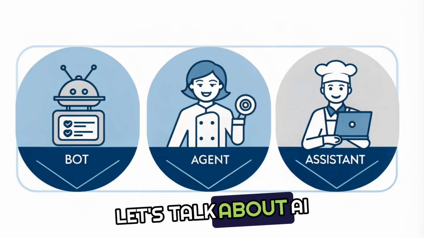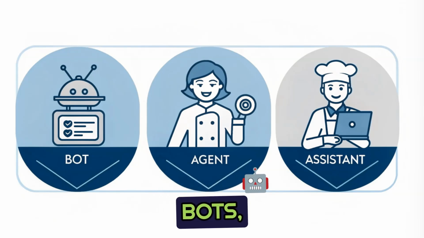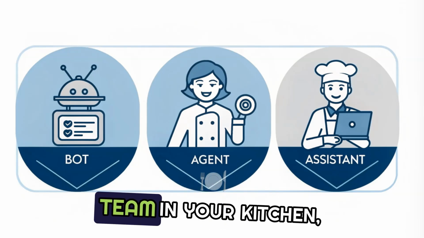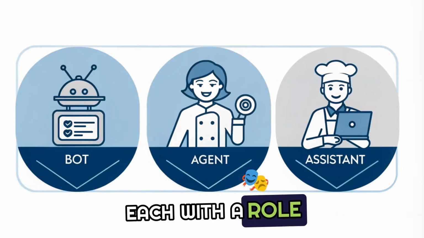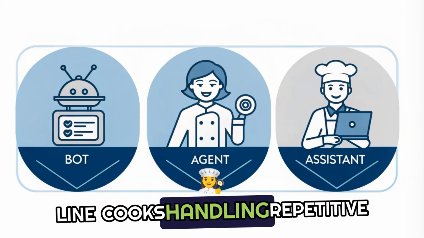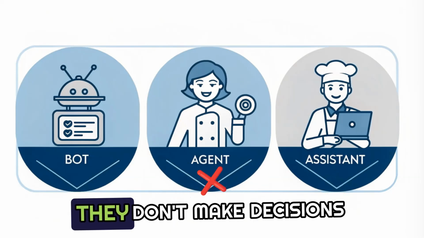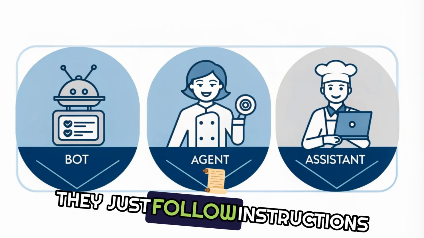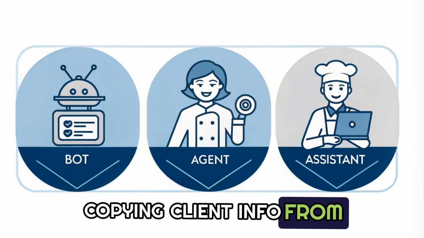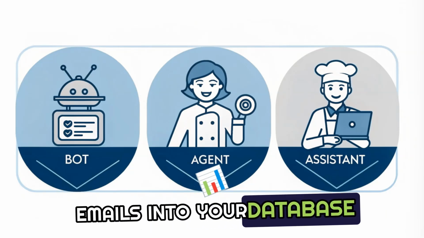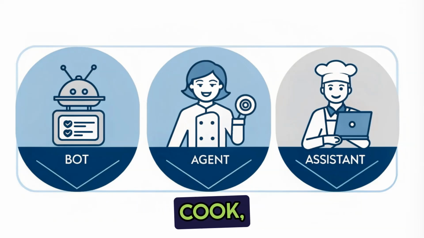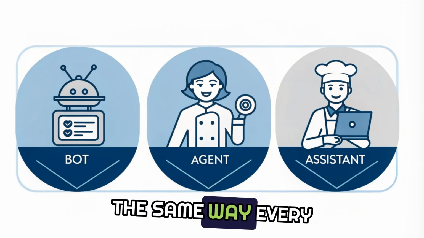Next, let's talk about AI helpers: bots, agents, and assistants. These are like the team in your kitchen, each with a role. Bots are like line cooks, handling repetitive tasks. They don't make decisions, they just follow instructions. Think of a bot copying client info from emails into your database over and over again. It's like a line cook, always chopping vegetables in the same way every time.